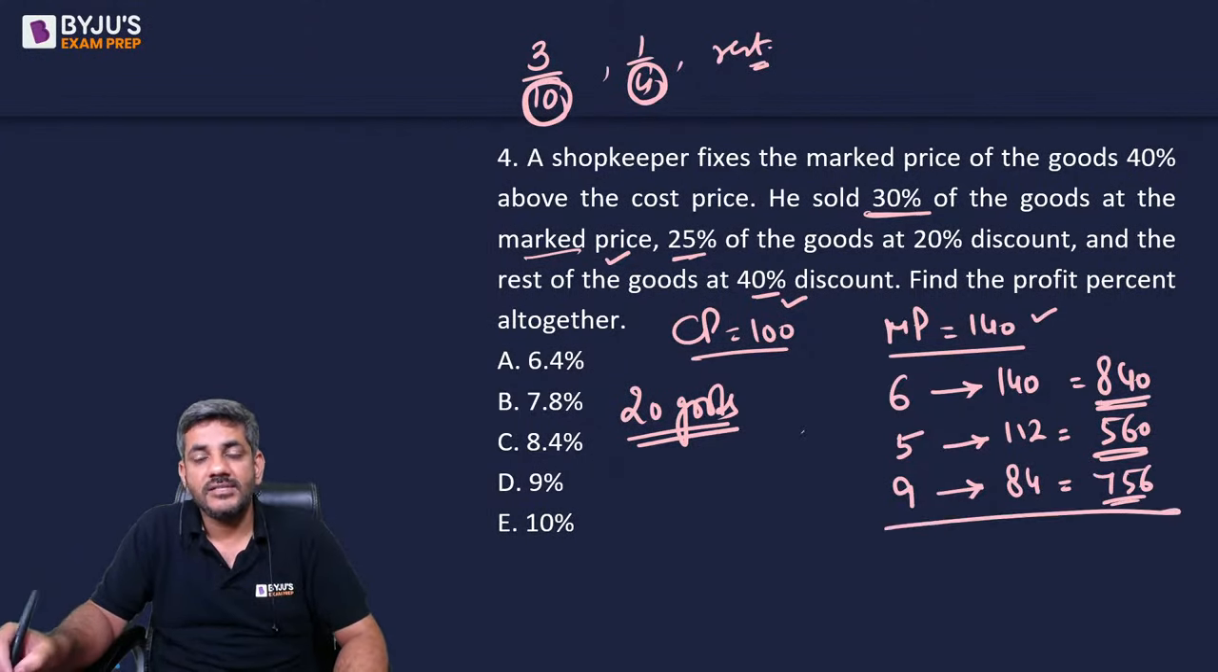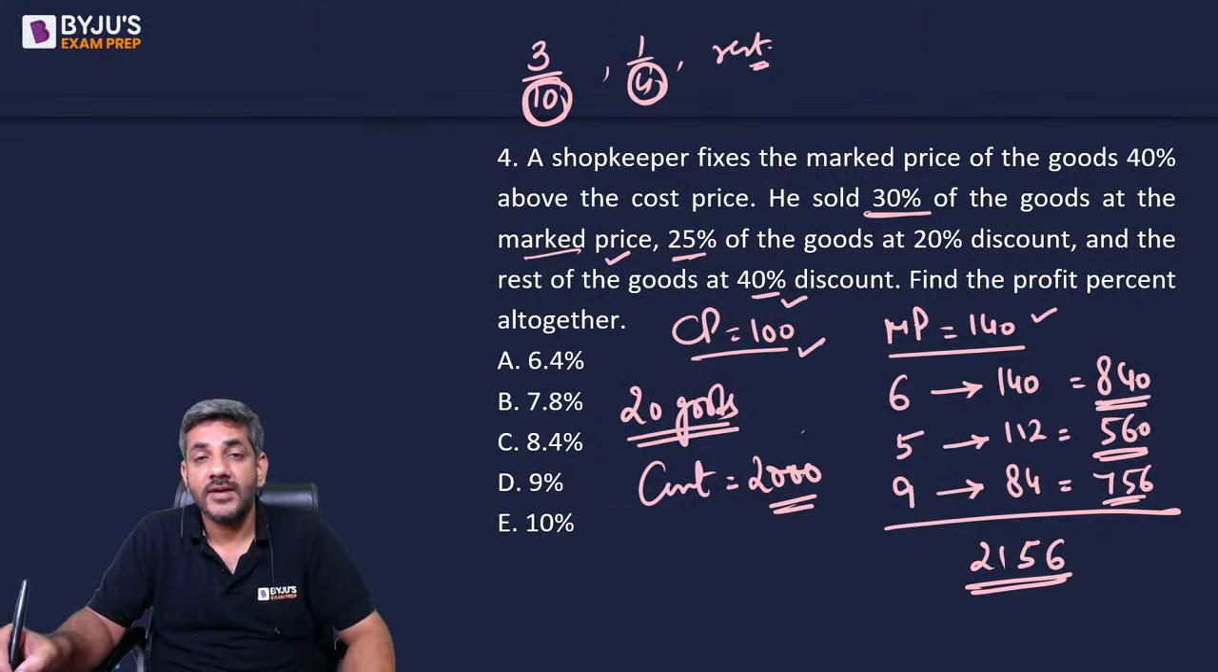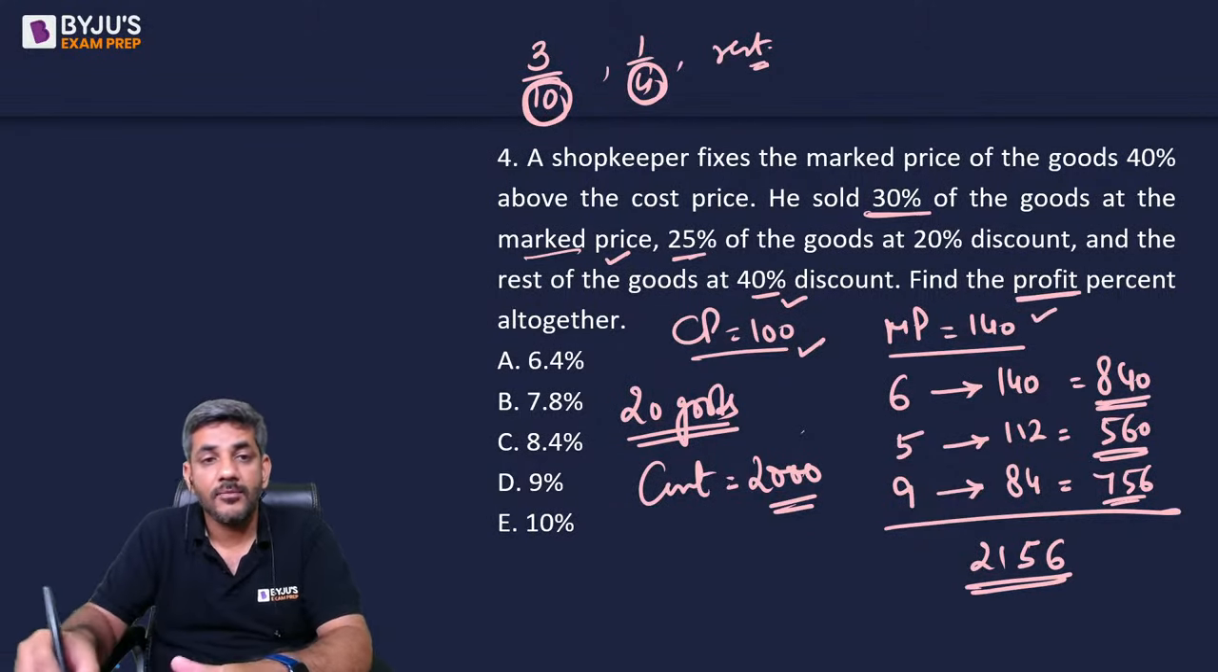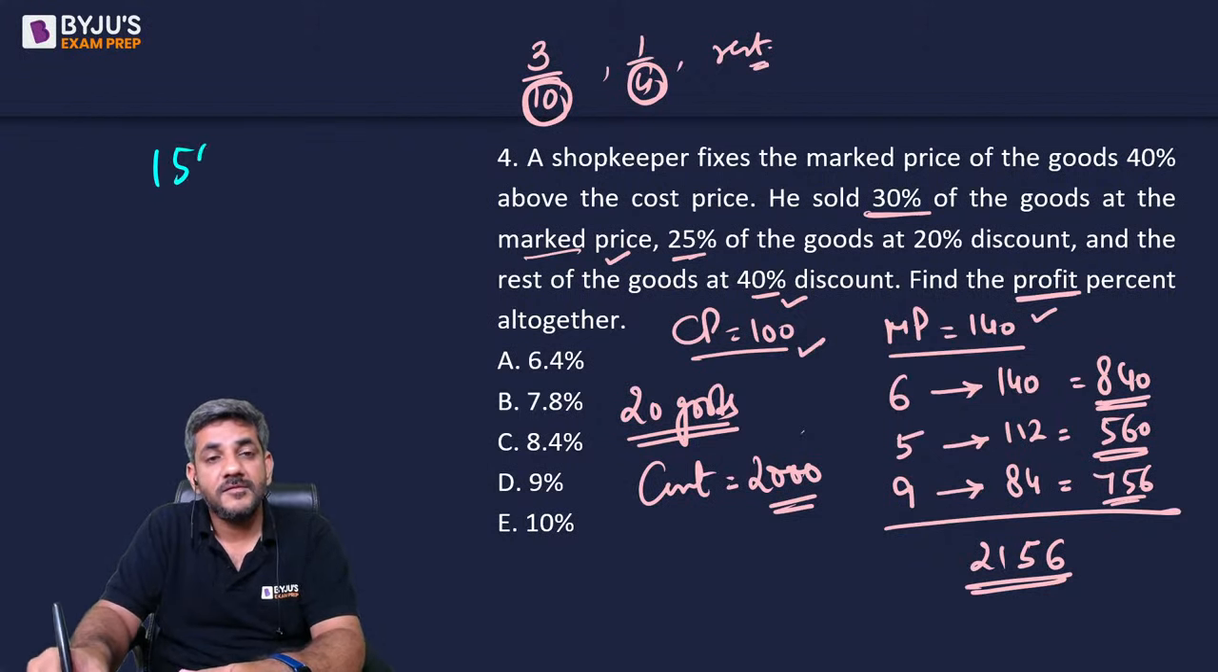Whereas the total cost of all these items, 20 goods at a price of 100 each, is 2000. Cost is 2000, selling price is 2156. What is my final profit percentage? So the final profit percentage is 156 rupees on a total of 2000 rupees. This is 7.8%. So easily I get my answer as option B, which is 7.8%.